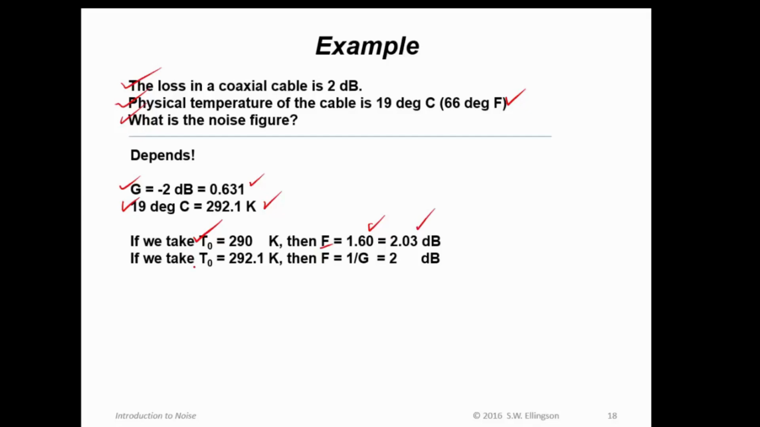If, however, you take the reference temperature to be 292.1 Kelvin, which is the actual physical temperature, then you get the simpler expression. The noise figure is equal to 1 over gain, and you get 2 dB. So you see, if you're not careful here, you could introduce 3/100ths of a dB of error, even though everything is around room temperature, right? If the temperature is much greater, the difference between these two things can grow, right? Now, this is not a design error. This is simply an error in your application of the definition. So this is where you have to be careful.